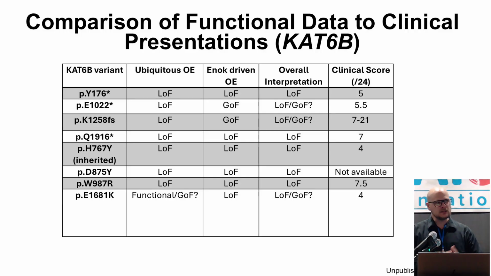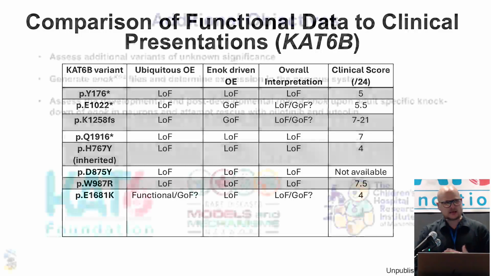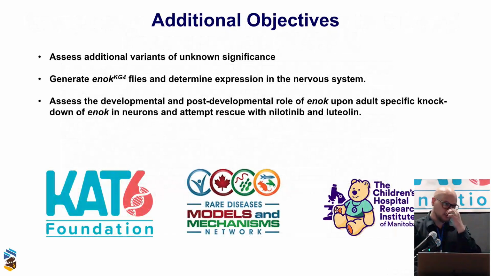You might be thinking each test in the fly might have a different result, so we have to look at all of our assays and put our interpretation together. Obviously, humans, patients have one quote-unquote good copy of KAT6 and one variant. So what we will be doing next is co-expressing the reference with the variant, and hopefully that'll start to resolve some of these discrepancies.